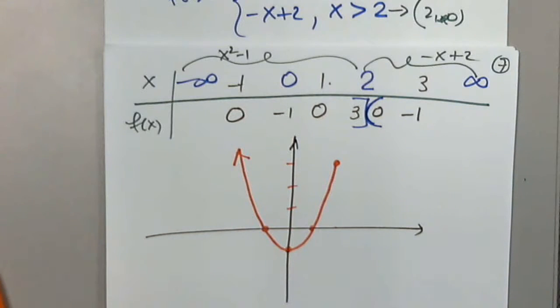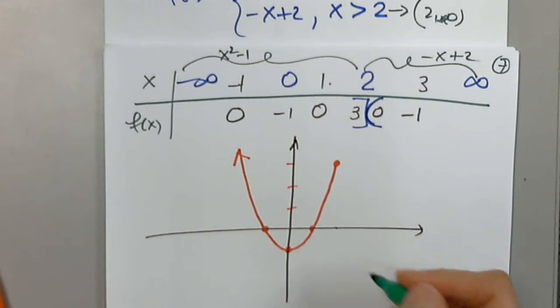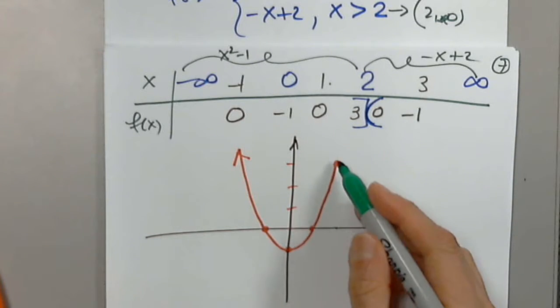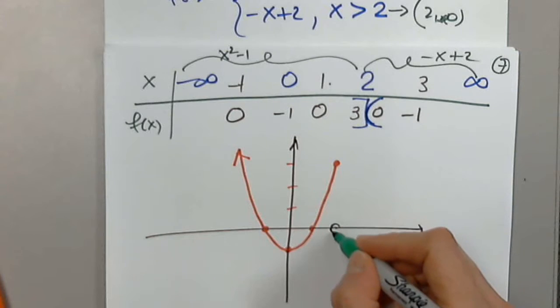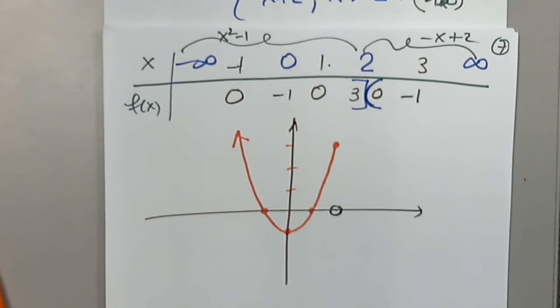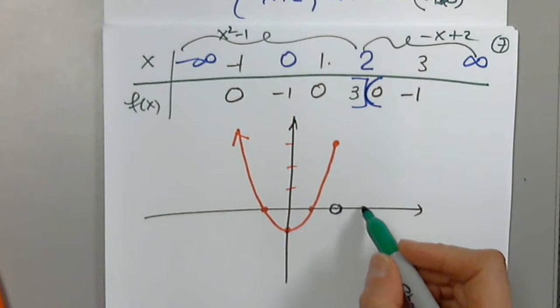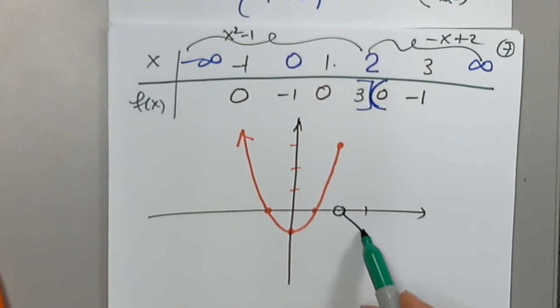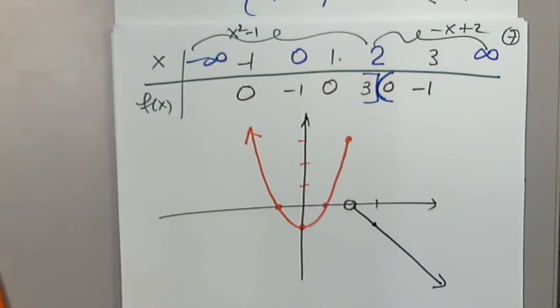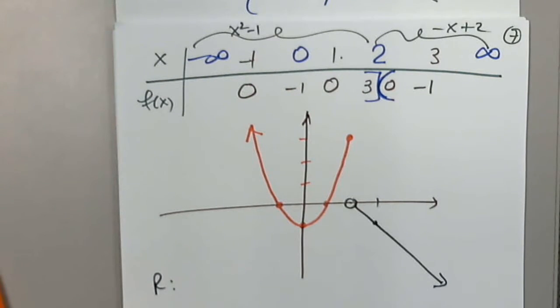Now on the other side. First point. 2, 0. Good. What type of point is this? Open. Indeed, it cannot be closed. If it's closed here, it cannot be closed here. It will not be a function. And then 3, negative 1. Good. Now I'm going to also ask about the range of this function. What is the range of this function?